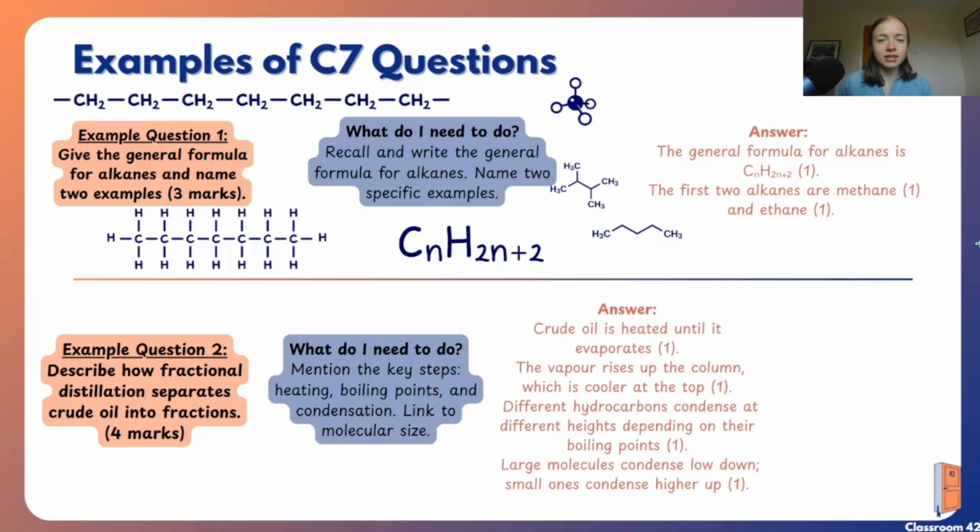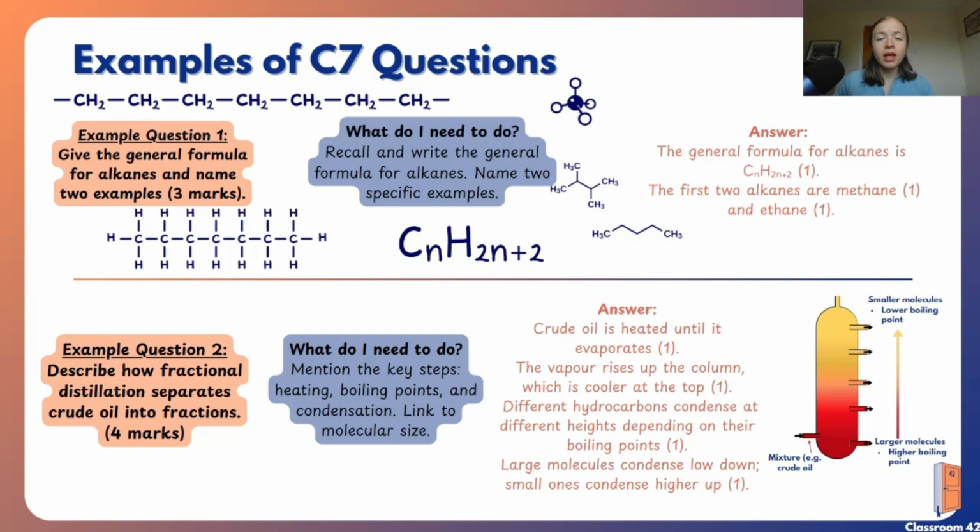So here's an example answer. Crude oil is heated until it evaporates. The vapour rises up in the column, which is cooler at the top. Different hydrocarbons condense at different heights, depending on their boiling points, and larger molecules condense lower down because they have a higher boiling point, and smaller ones condense higher up.